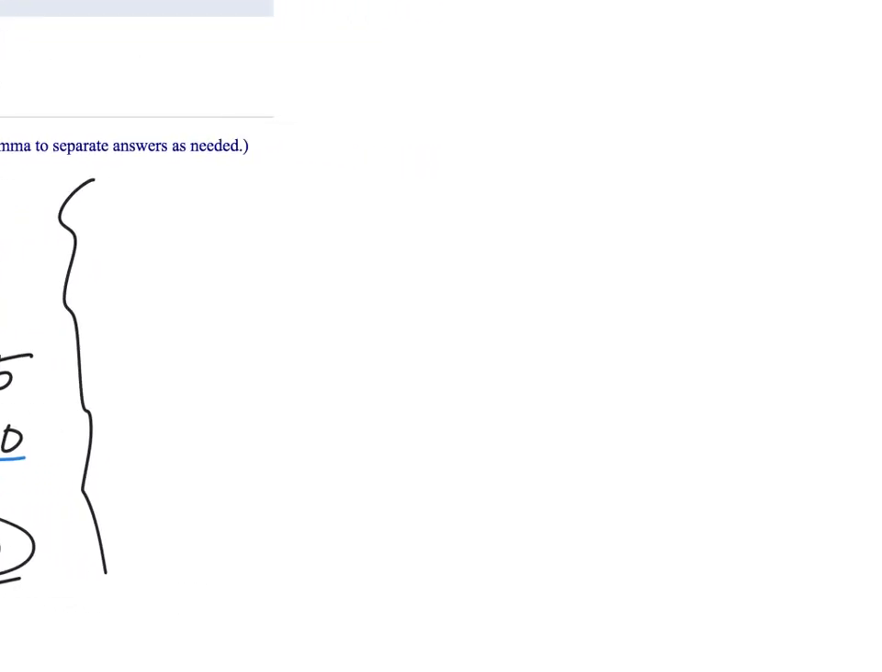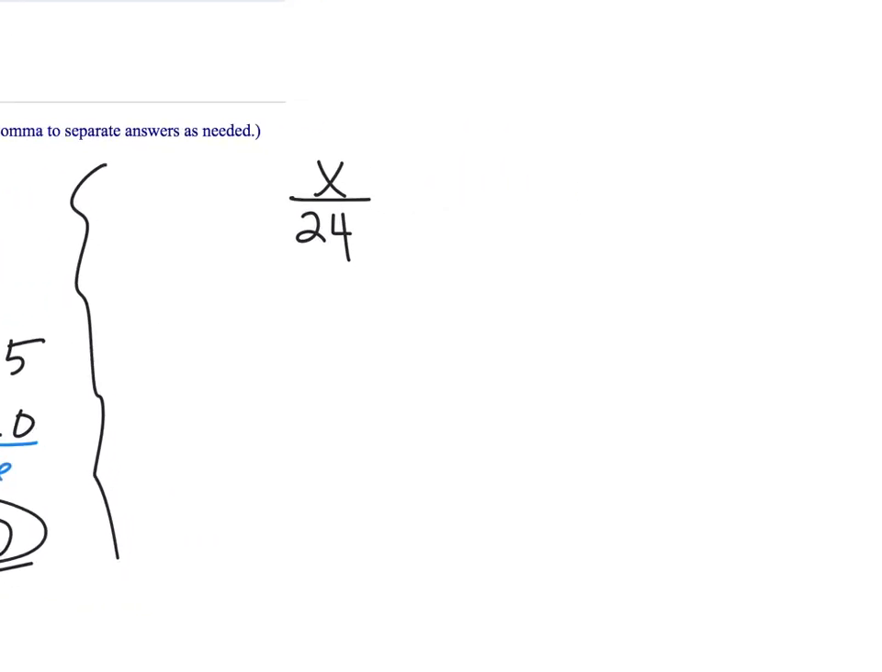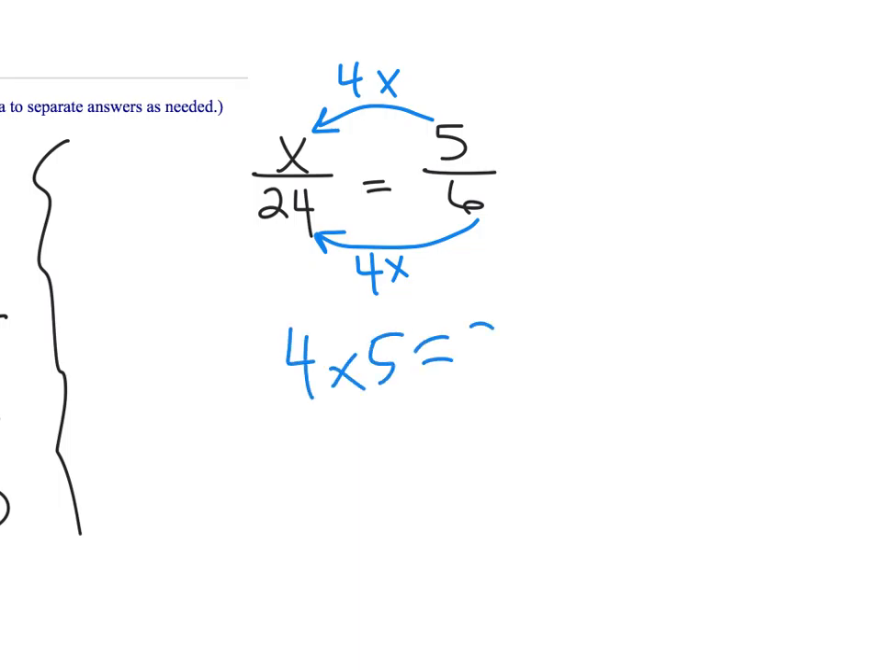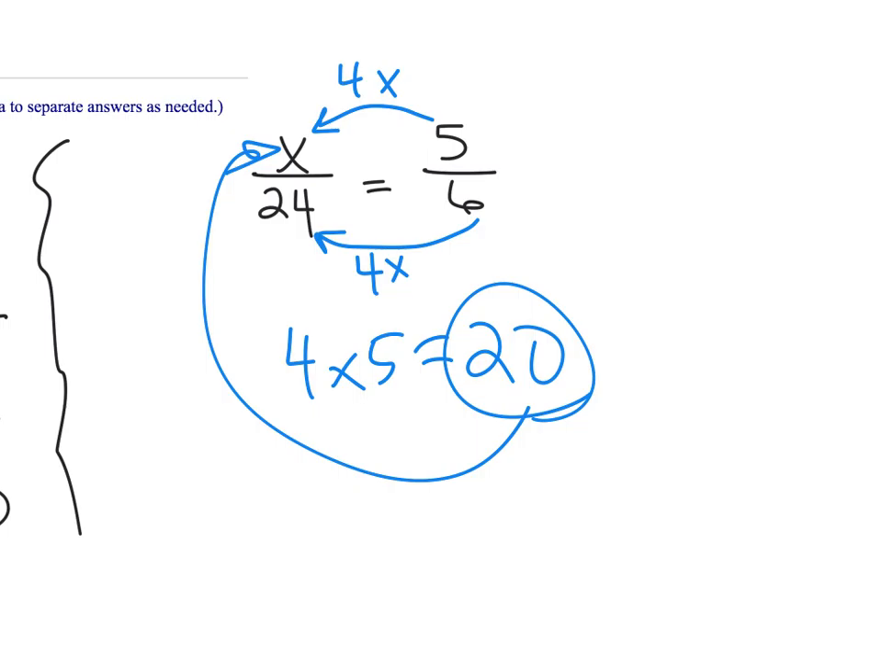Another way to solve this problem, it was x over 24 equals 5 over 6. Now another way to solve this problem is to look for a horizontal relationship. And I see a horizontal relationship. I see that 6 times 4 equals 24. So that means I'm going to do 5 times 4, and that gives me 20. Since 4 times 5 is equal to 20, that means x must equal 20.